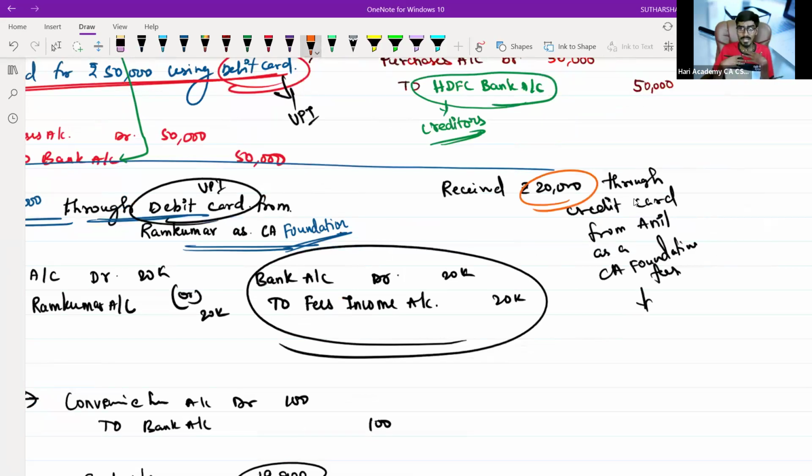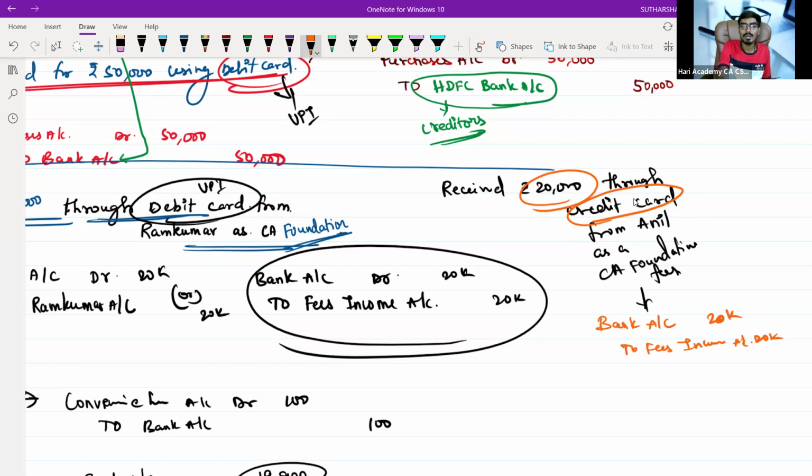I am only receiving. Which mode it is is irrelevant for me, whether debit card, credit card, or UPI transaction. I am receiving cash. If I am receiving cash, my bank balance gets increased. At that time also, the journal entry will be bank account debit to fees income account, or bank account debit to Anil account. Okay, bank to fees income account 20,000.